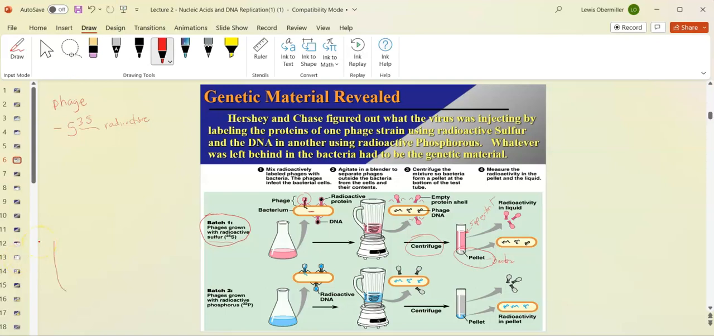Anytime you run a centrifuge, you get two phases: the solid phase, which is called the pellet, and the liquid phase on top, which is called the supernatant. All right, so two phases here. We've spun this down, and the pellet contains only the bacteria, and the supernatant contains only the phages. And so in this case, the pellet was not radioactive.